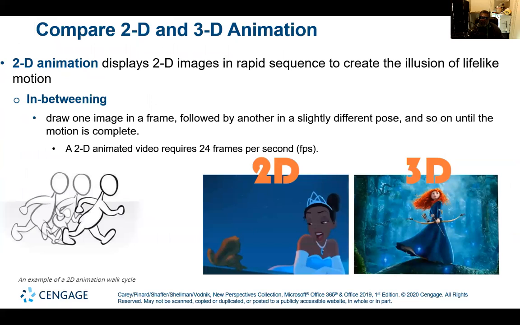2D animation displays 2D images in rapid sequence to create the illusion of lifelike motion. In betweening, you draw one image in a frame followed by another in a slightly different pose, and so on until the motion is complete. As you can see, this person walking, they've drawn several copies of it, and each one shows a little bit different movement. 2D animation videos require 24 frames per second to give you the indication that it's actually moving. And 3D is a little more advanced.